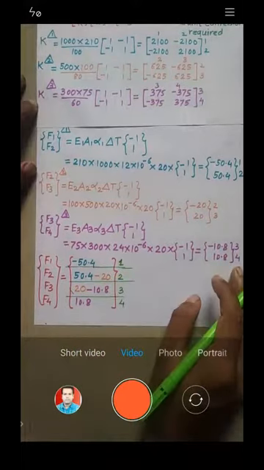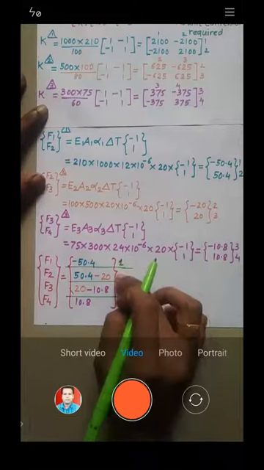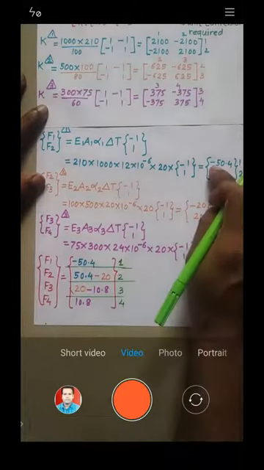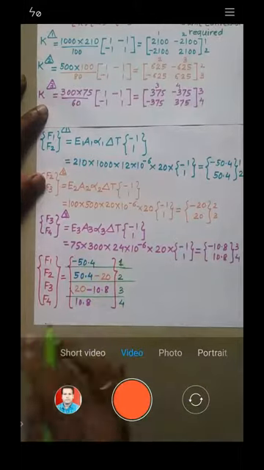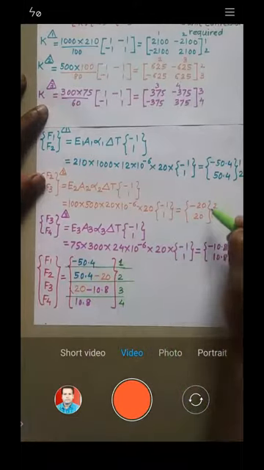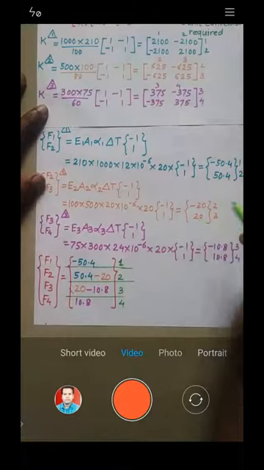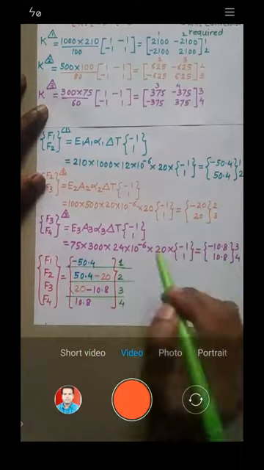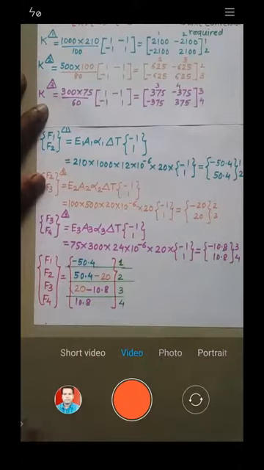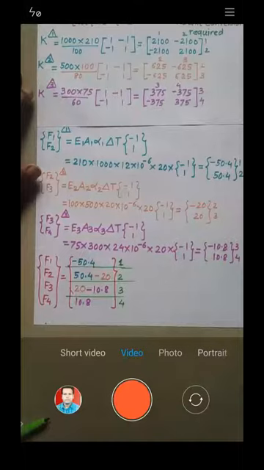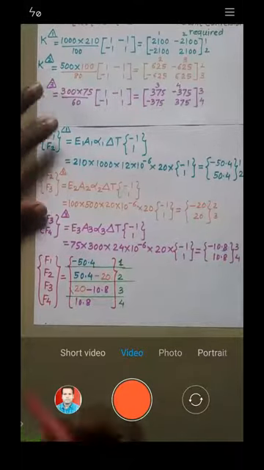Is that okay now? At 1, 2, what should I put? Minus 50.4, 50.4, minus 50.4, 50.4. Now at 2, 3, what should I put? Minus 20, plus 20. See, this is minus 20, plus 20, right? At 3, 4, what should I put? Minus 10.8, 10.8, minus 10.8, 10.8. Is that okay now? Yes, sir.